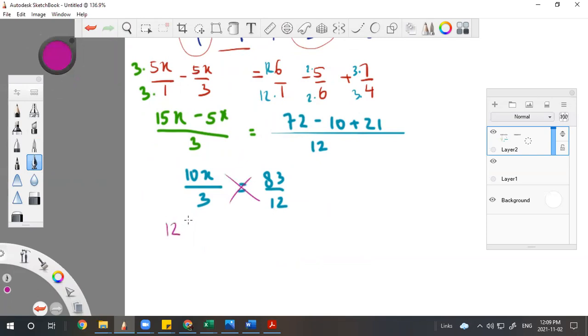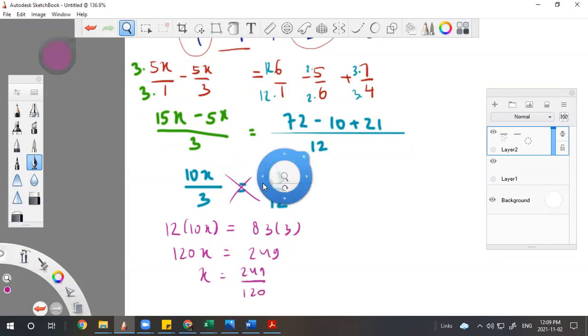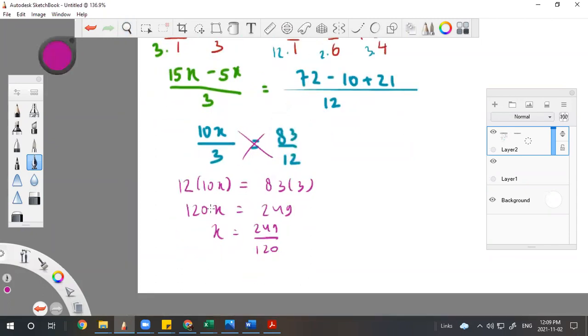So 12 times 10x equals 83 times 3, right? And then this is 120x equals 83 times 3. Okay, just use the calculator. 83 times 3 is 249. And x would be 249 over 120. Why? Because the 120 on the left side is multiplication, and on the other side it becomes division. So you do this: 83 over 40. And what you can do next is change it into a mixed fraction, 2 3 over 40.